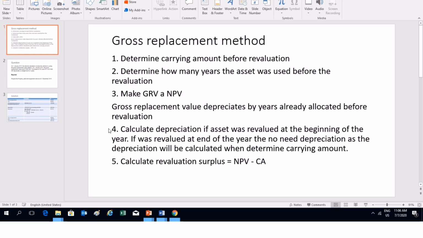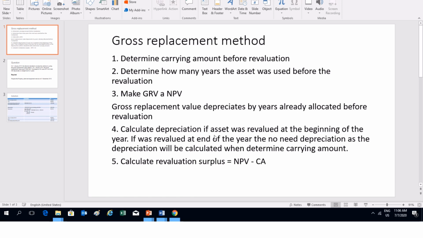Then number 4, how to calculate depreciation. If the asset is revalued at the beginning of the year, it means the depreciation for that year is based on the fair value. But if the asset is revalued at the year end, it means the depreciation for that year is based on what? On the carrying amount. Agree? This story basically is what we are saying.